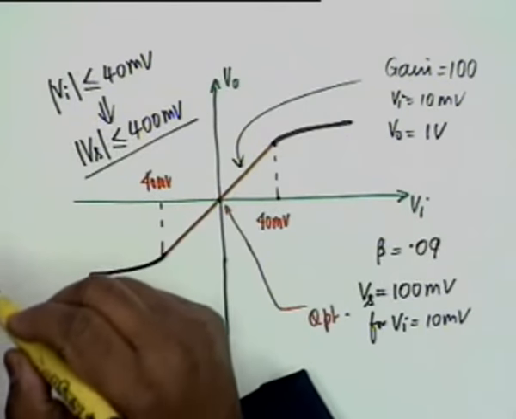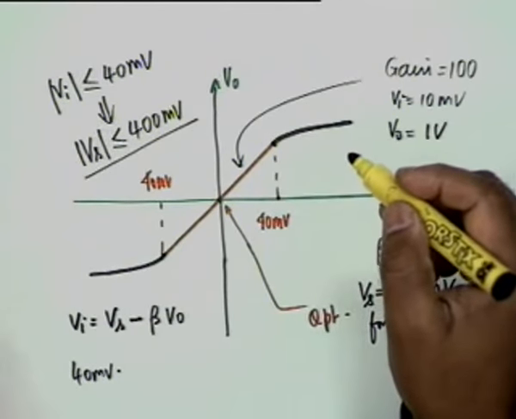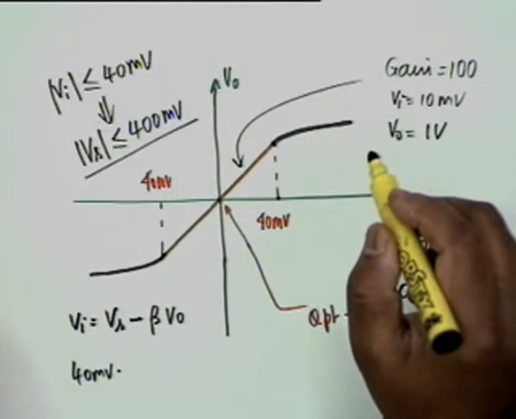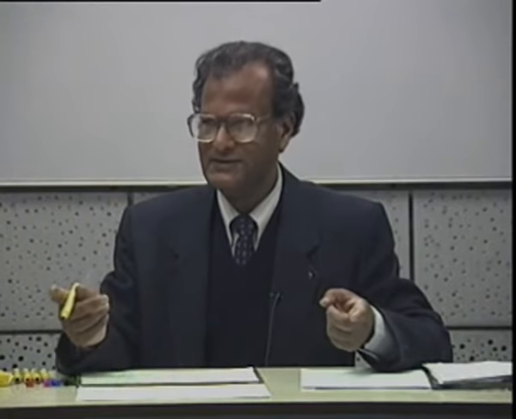Does this reduce distortion? Is it a reflection of distortion reduction? No, it is not. It is only a reflection of the property that the dynamic range of the amplifier is increased. Instead of limiting your input voltage to plus minus 40 millivolt, you are now able to increase it to 400 millivolt. At what cost? The gain is reduced by a factor of 10. Agreed? So, there is no reduction of nonlinear distortion, it is only that the dynamic range is increased. All right?